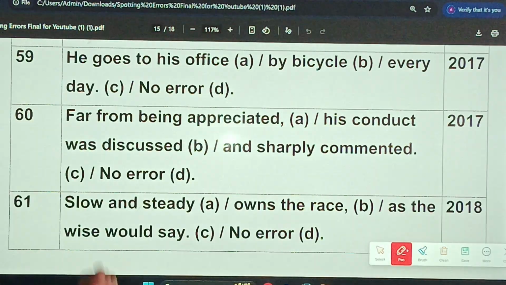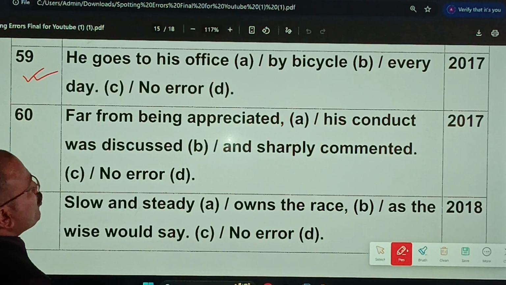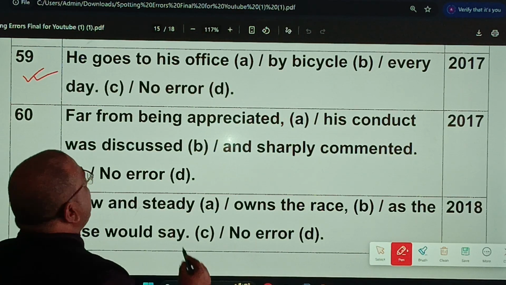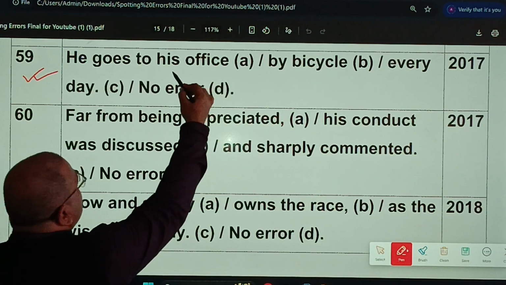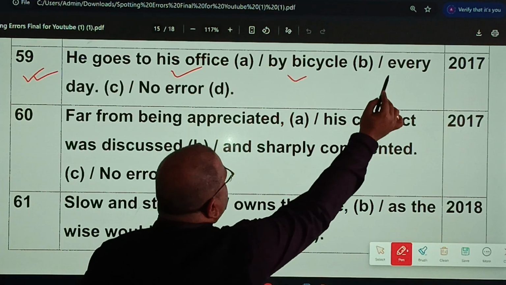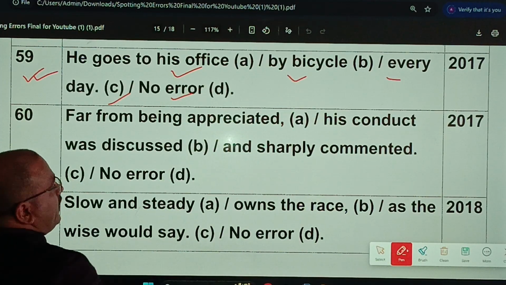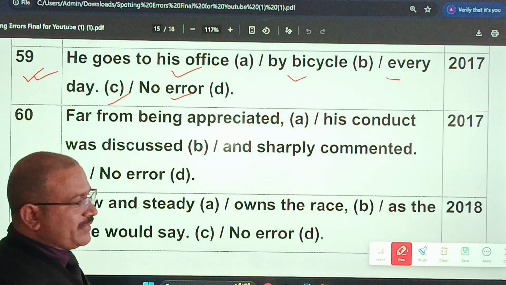Now let us see question number 59. He goes to his office by bicycle every day. So he goes to his office, correct, by bicycle, correct, every day, correct. So there is no error.